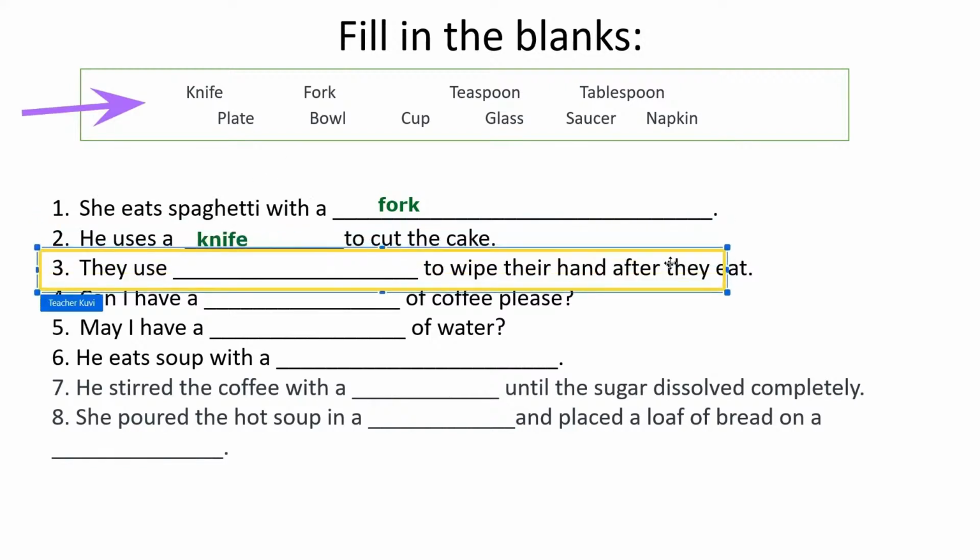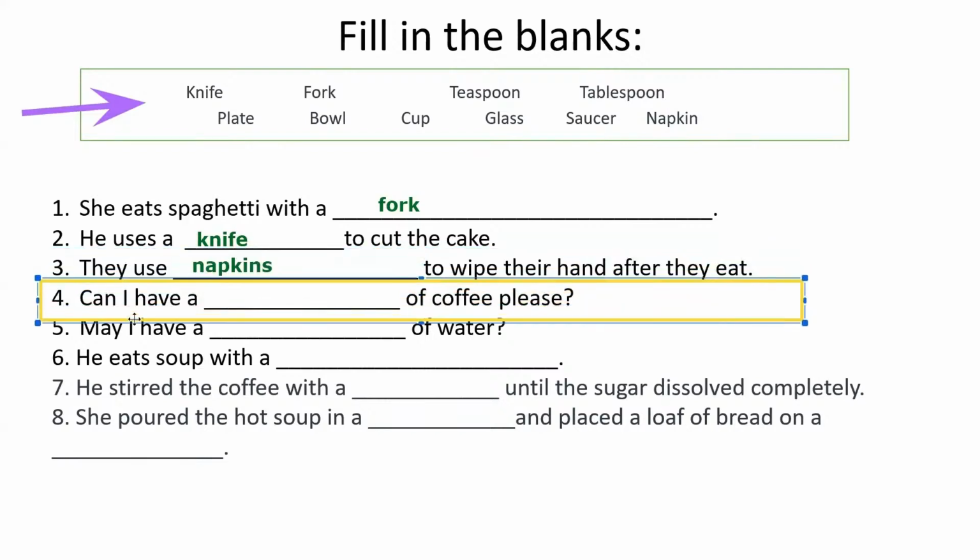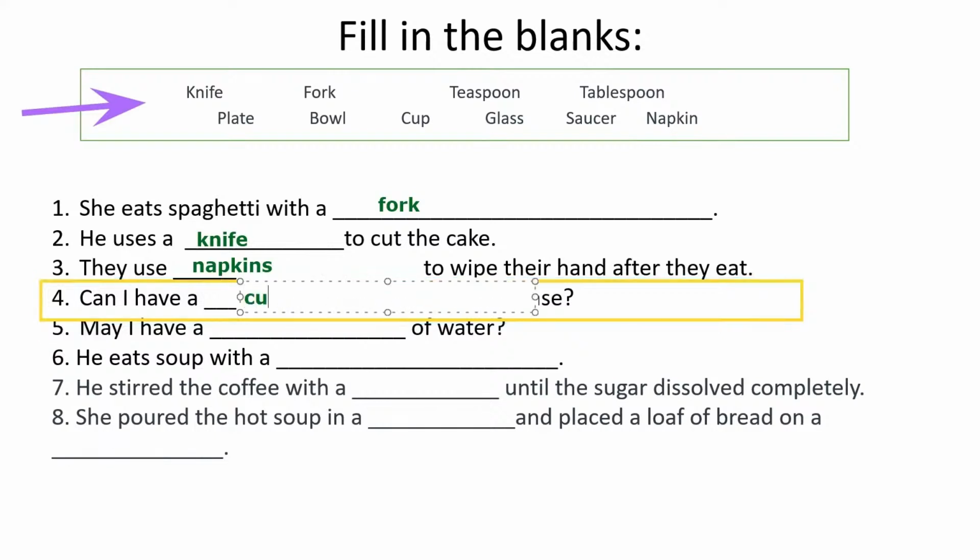And number 3, they use to wipe their hands after they eat. So the perfect word to use would be napkins. They use napkins to wipe their hands. Excellent. And number 4, can I have a of coffee, please? The best word to use is cup. Can I have a cup of coffee, please?